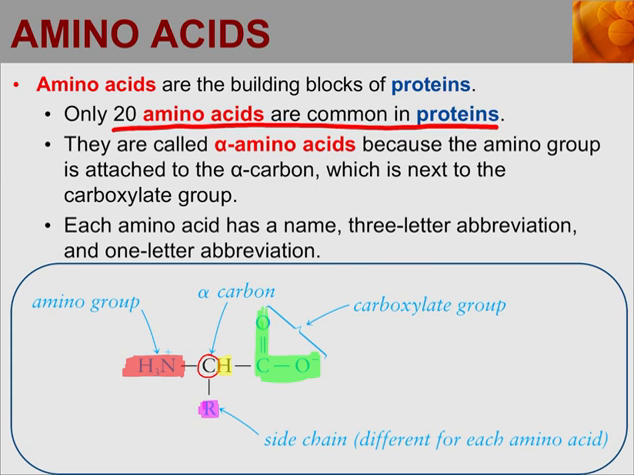Each amino acid has its own name, a 3-letter abbreviation, and a 1-letter abbreviation. That can make it really easy to list out a chain of amino acids. You can just use the 1-letter abbreviations. We'll take a look at those as well.